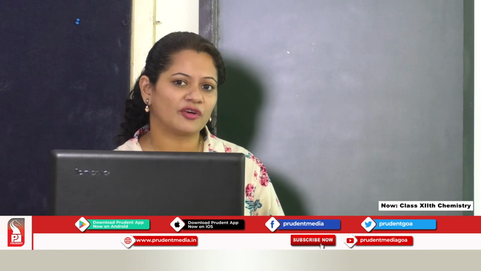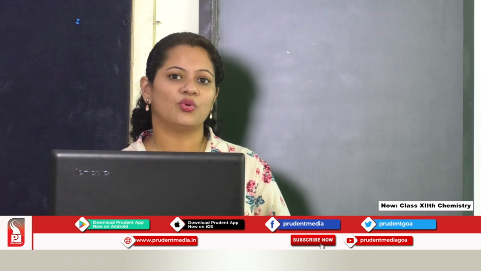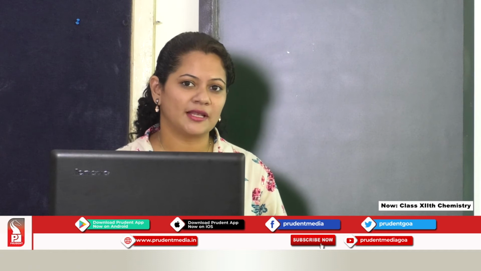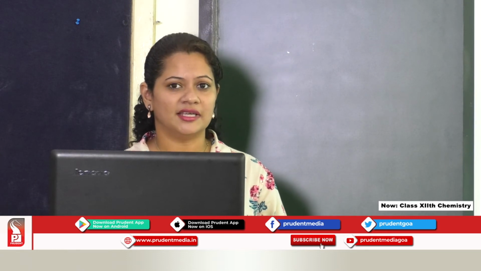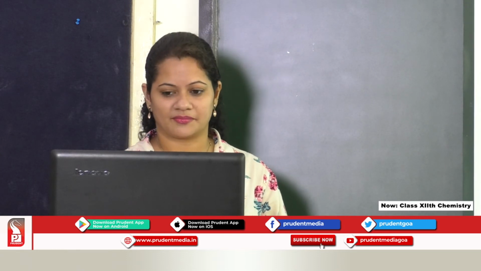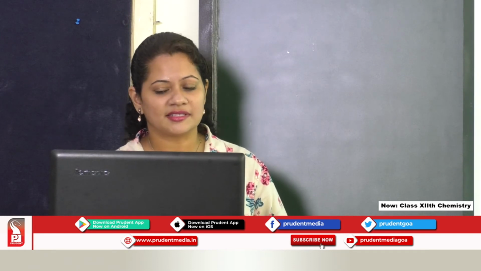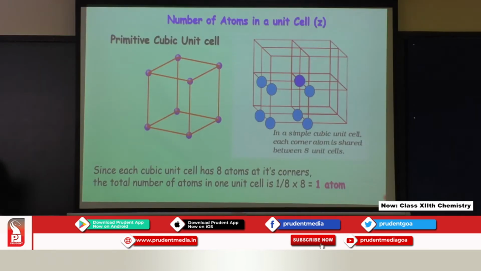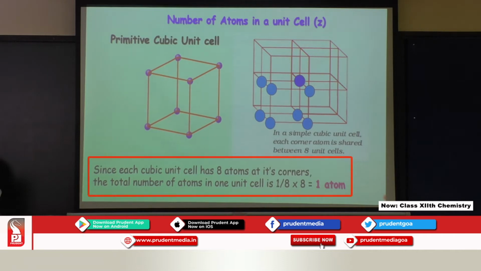So how much of this atom belongs to only this one unit cell? The answer is 1 by 8. Hence, keeping in mind that there are 8 corners to this cube, we will have the total number of atoms in one unit cell as 1 by 8 multiplied 8 times, and that comes to a value of 1. Hence, for a primitive cubic unit cell, the value of Z is 1.